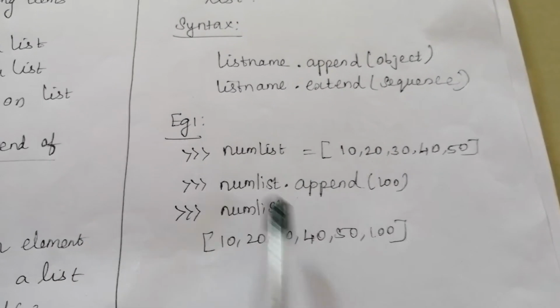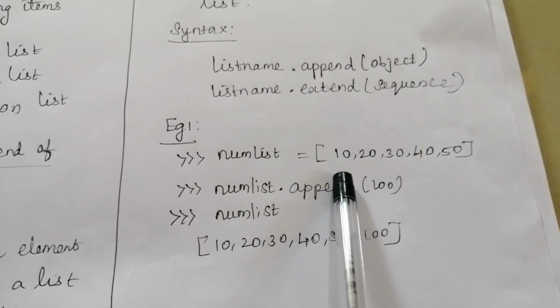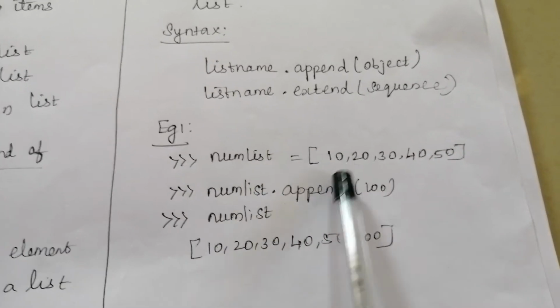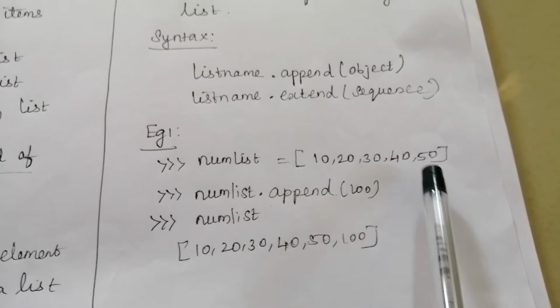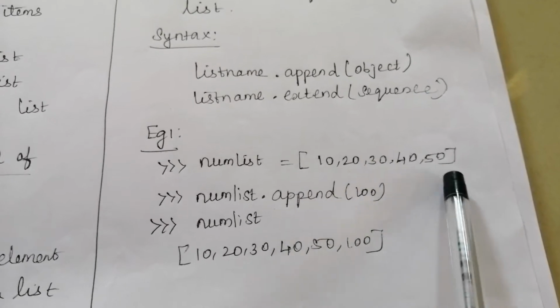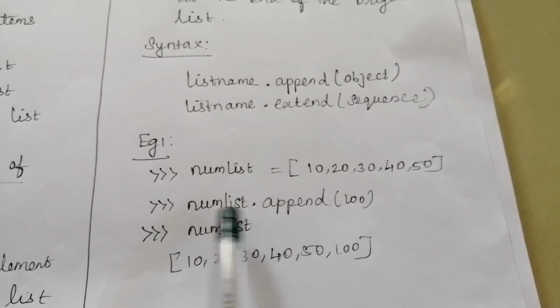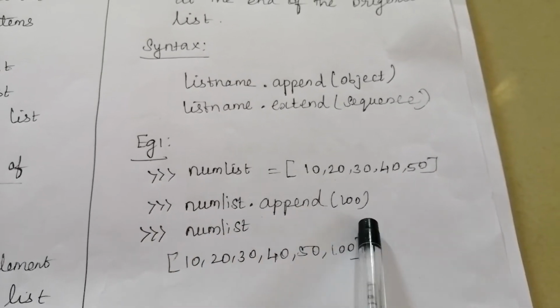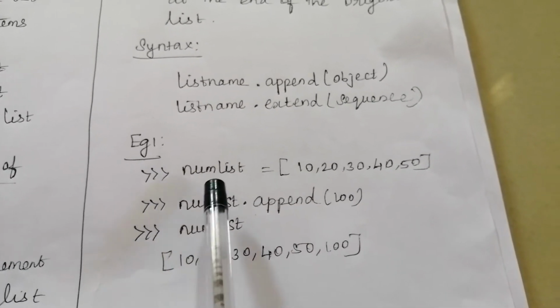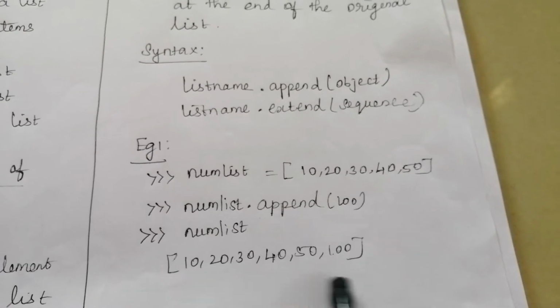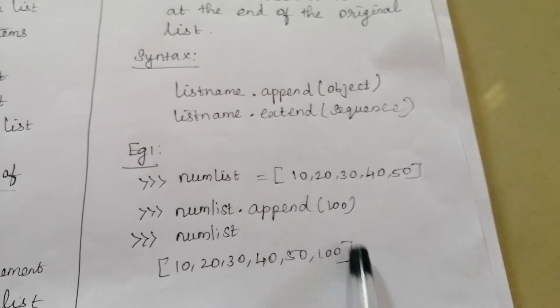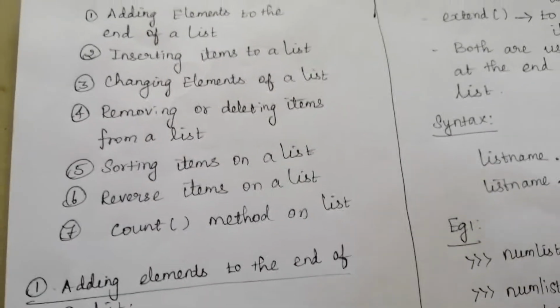See this example, I have created the numList list. It has elements like 10, 20, 30, 40, 50. Now I want to add 100 to the end of the list. For that I am using the append method: numList.append(100). Next I am going to display the output. For that I am using numList. It displays the output. Here the 100 has been added to the end of the list. So this is about the append method.